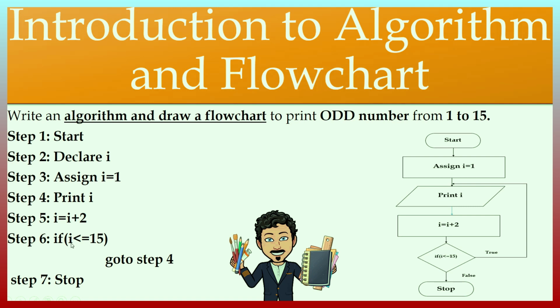If I value is greater than 15, then the program stops. Now we want to convert the steps into an algorithm. So step 1, start: we want to use an oval. As usual, there is no declare I. That is step 2, we are going to assign. If you are going for assign, you want to use a rectangle, assign I equal to 1. Then print, input and output, you want to use a parallelogram. Step 4, print I, it's a parallelogram.